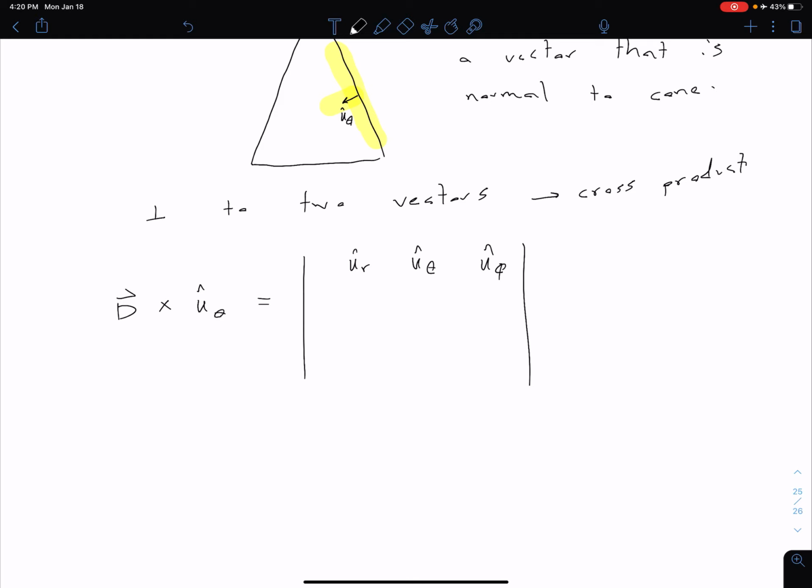Our second row is going to be D, so -5, -0.0433, and 100 because we've evaluated at point P. Our unit vector in the theta direction is just 0 in r, 1 in theta, and 0 in phi. So evaluating that, we get -100 in our r direction, -5 in our phi direction. It's worth noting, of course, we could have also swapped the order of these two. We could have done the unit vector cross D, and we would have just gotten +100 in our r direction, +5 in our phi direction, but ultimately the same result.